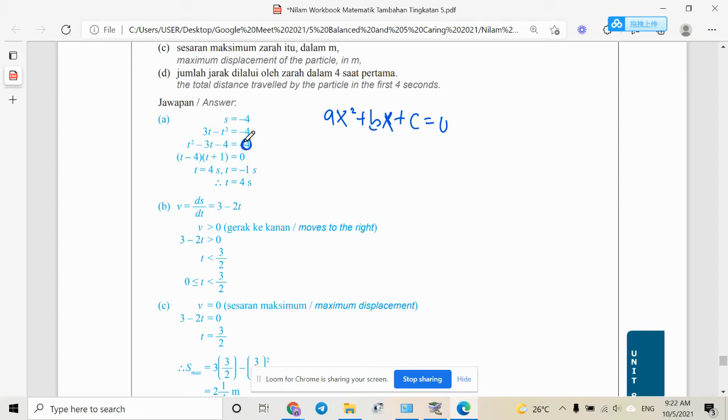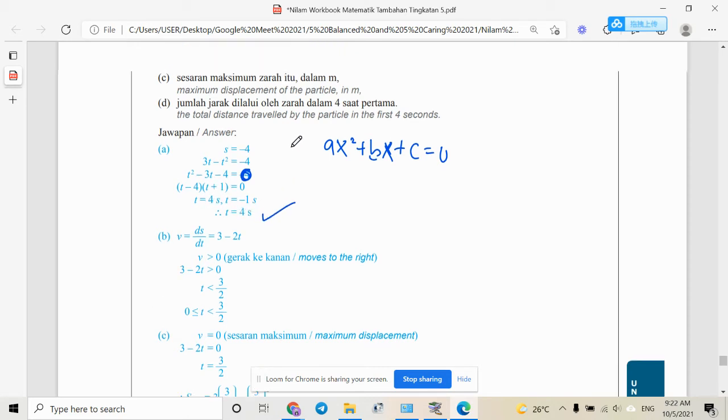I think this one should be 0. Typing mistake. Factorize it and then get 2t value. So remember, t is time, so need to choose the positive answer.